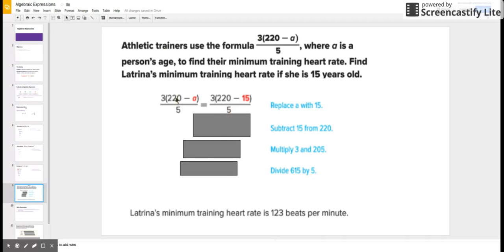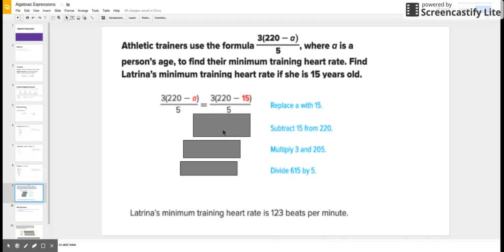Athletic trainers use the formula 3 parentheses 220 minus A over 5, where A is a person's age, to find their minimum training heart rate. Find Latrina's minimum training heart rate if she is 15 years old. So we're going to just plug in 15 for A, and then we're going to solve.